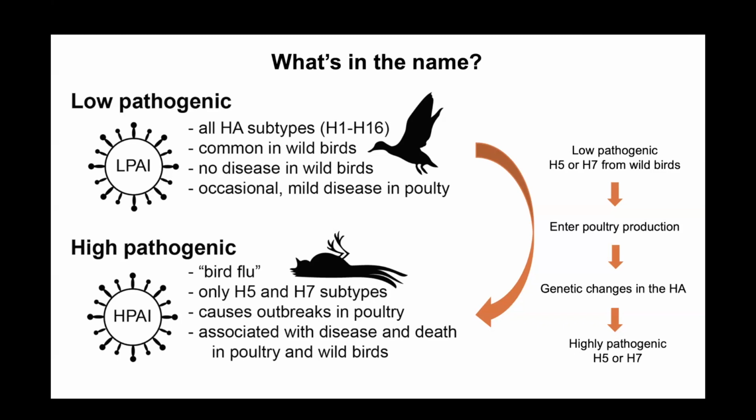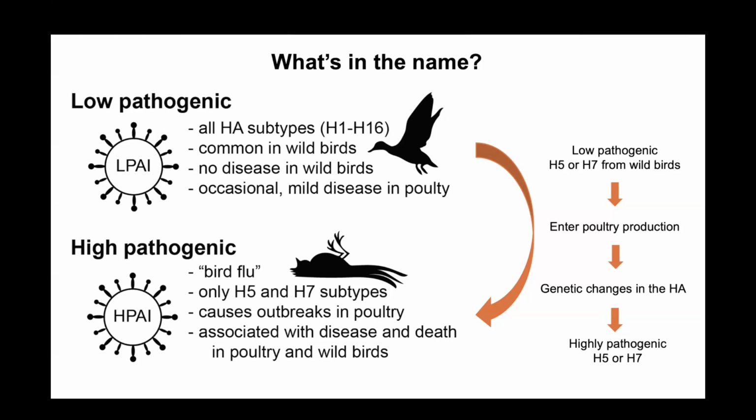Subtypes H5 and H7 would enter poultry production systems. Within these systems, genetic changes occur in the HA as they replicate and move through these big barns. We see the insertion of some amino acids, and then these viruses become highly pathogenic, okay? They have very high virulence. They cause really substantial outbreaks in poultry, with significant morbidity and mortality. And these days, they're also associated with significant morbidity and mortality in wild birds.